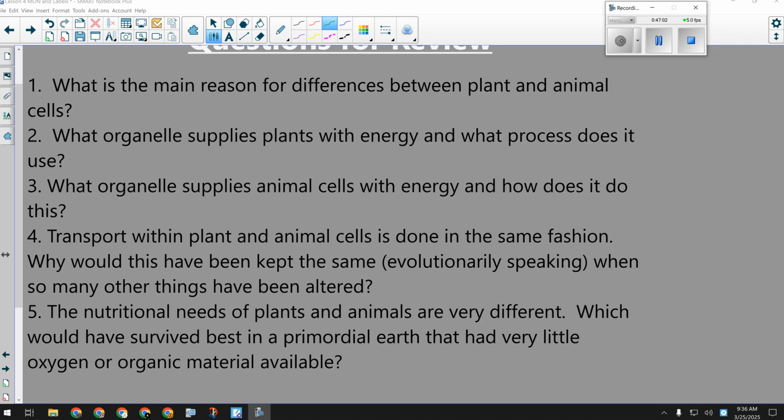All right, and number 5, the nutritional needs of plants and animals are very different. Which would have survived best on a primordial, that's very early young Earth, that had very little oxygen or organic material available? We kind of already talked about this. Which showed up first? Yeah, the photoautotrophs would have shown up first because they could use the raw materials that were available. If you require the organic material from other organisms, there aren't any. You've got nothing to eat. You have to be able to use the carbon dioxide.